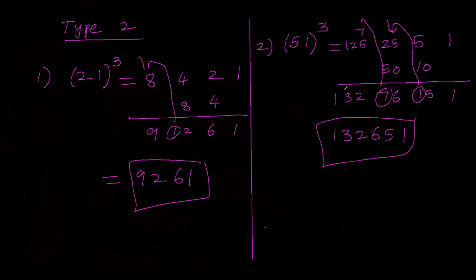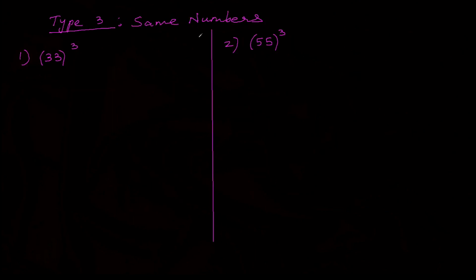So 51 cubed is equal to 132,651. I hope you are following the method type 2 as well. Let's do type 3, same numbers, 33 cubed. This again is a really easy method.